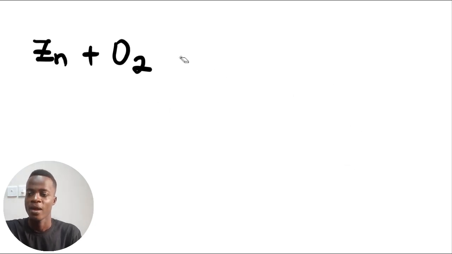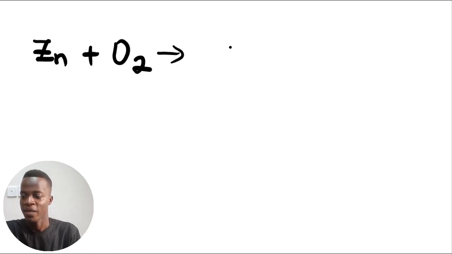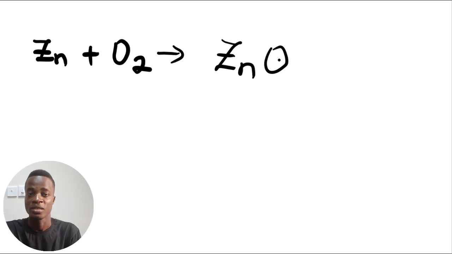We have this one. We said metals react with oxygen to form what? Metal oxides. So the metal oxide that we are going to form here is zinc oxide. Zinc oxide will be the one formed here, right? So now, let's balance it. Zinc is 1, so it's fine.